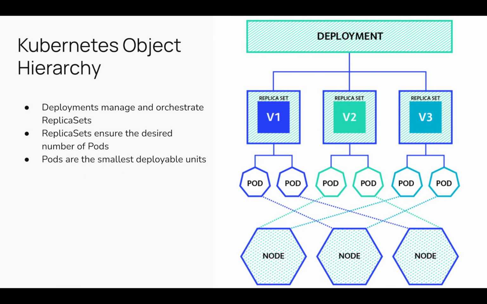A deployment is a workload resource that you will use 90% of the time for your stateless applications. It does everything a replica set can do, ensuring your desired number of pods are running, but it adds a critical feature on top: the ability to manage declarative updates to your application, allowing for seamless rollout and rollback. You don't manage replica sets. The deployment does it for you.